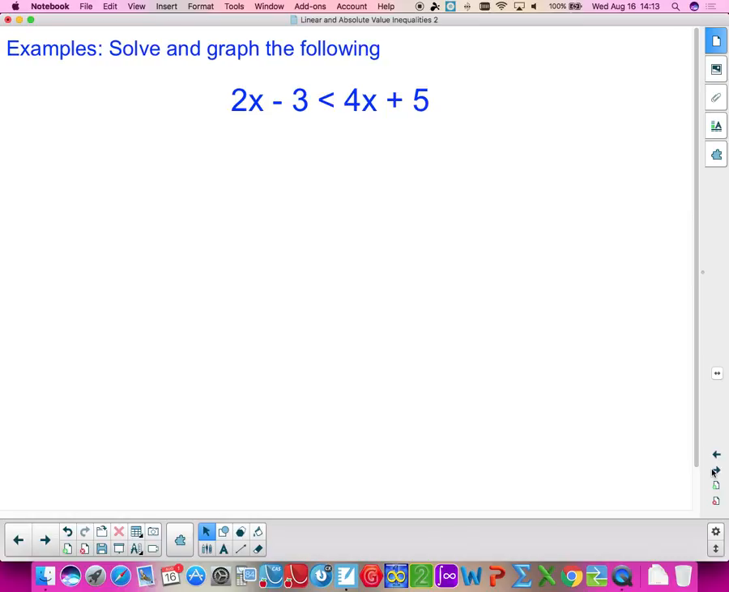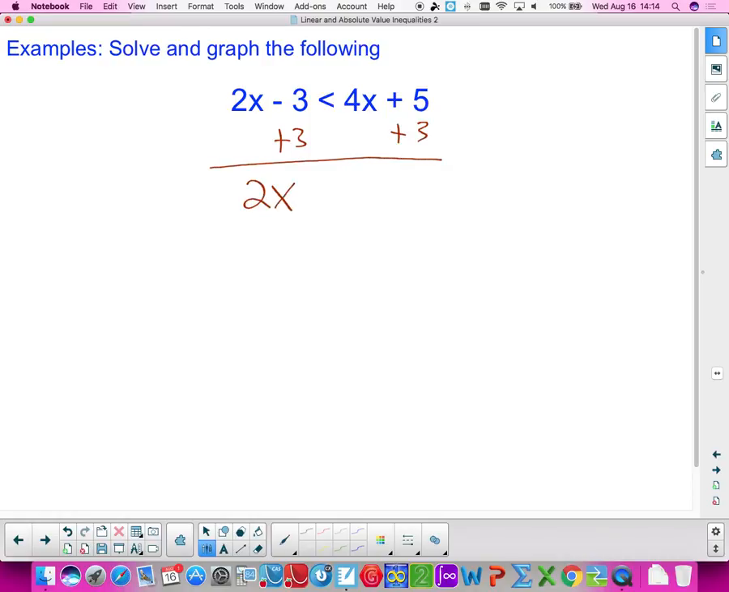What's your first step, guys? We got variables and numbers on both sides. Okay. We want to get all the numbers to one side and all the variables to another, right? So Gunnar suggested that we add 3. Is that fair? Okay, thank you, sir. And so I get 2x is less than 4x plus 8.